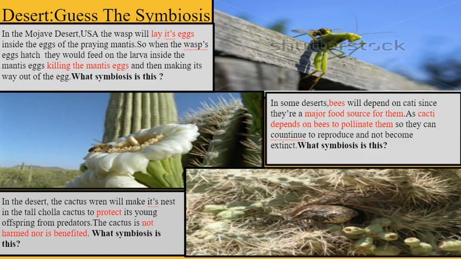So now we are going to be looking at guess the symbiosis. So you're going to have 3 different scenarios that all take place in a desert biome. So I want you guys to take a few minutes. You can pause the video here and try and figure out what type of symbiosis is occurring. So you have scenario 1, scenario 2, and scenario 3. So go ahead and read through these and try and figure it out on your own.